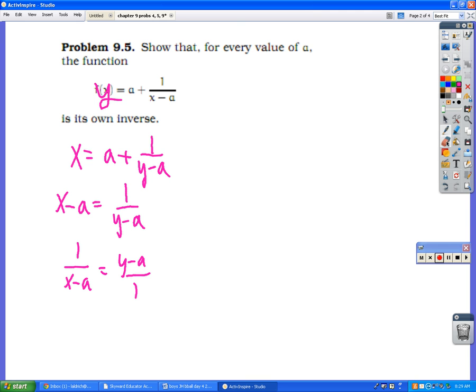Yes, Jenny said so. And so y minus a over 1 is just y minus a, right? And then how do you solve that for y now? Add a. And what do you know? You got what you started with, so it must be its own inverse. Flip them, huh? Wouldn't have thought of that. Jenny's smart. Okay. All right, any questions there?